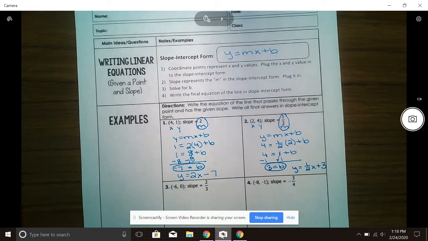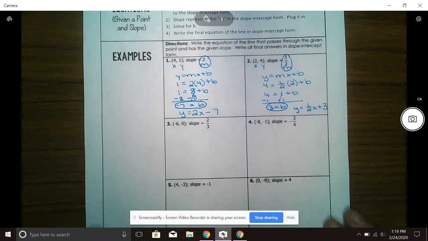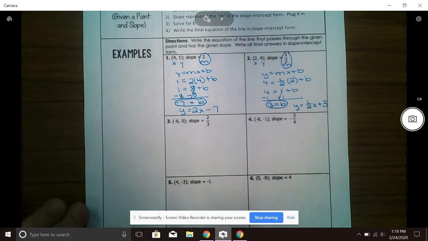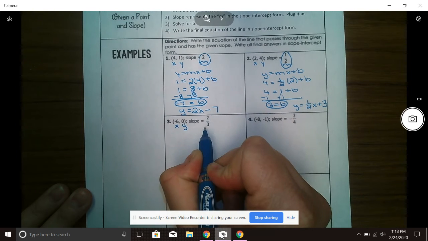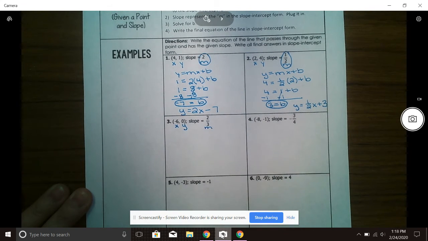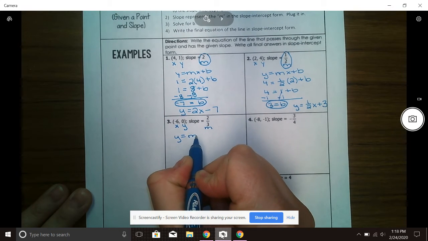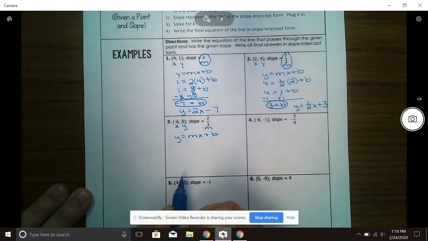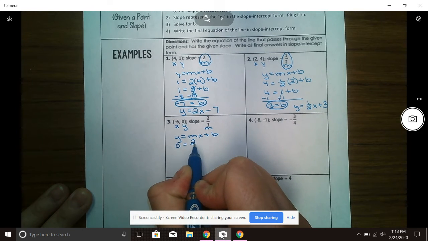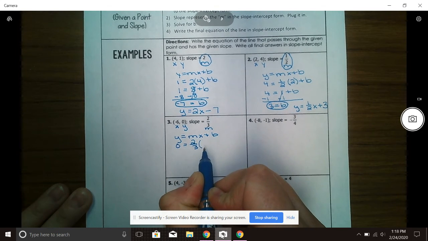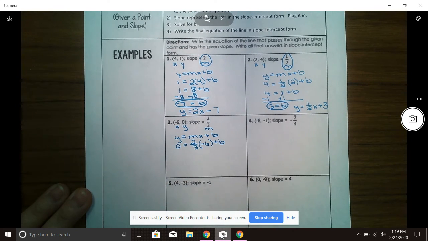We'll do one more example together so that you can have a rhythm here. Let's check out number 3. -6 is the x, 0 is the y, 2/3 is the m. In the pattern y equals mx plus b, I'll replace y with 0, m with 2/3, -6 in place of x, and we are solving for b.